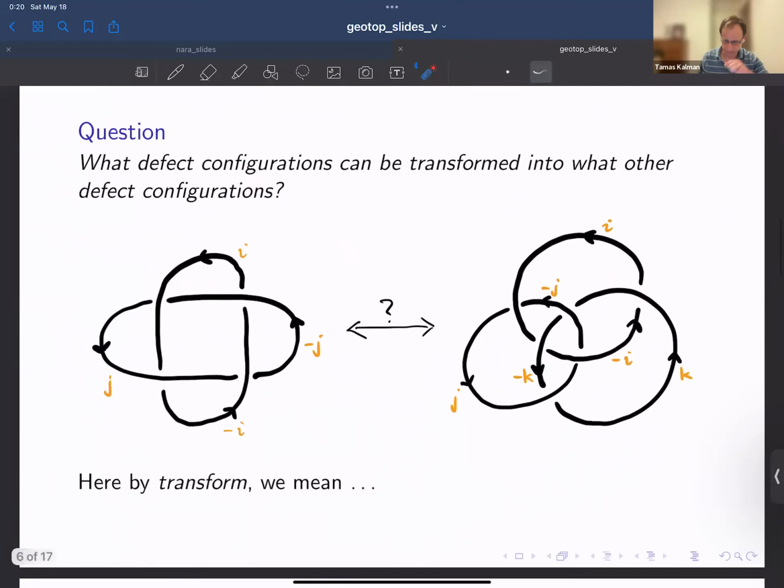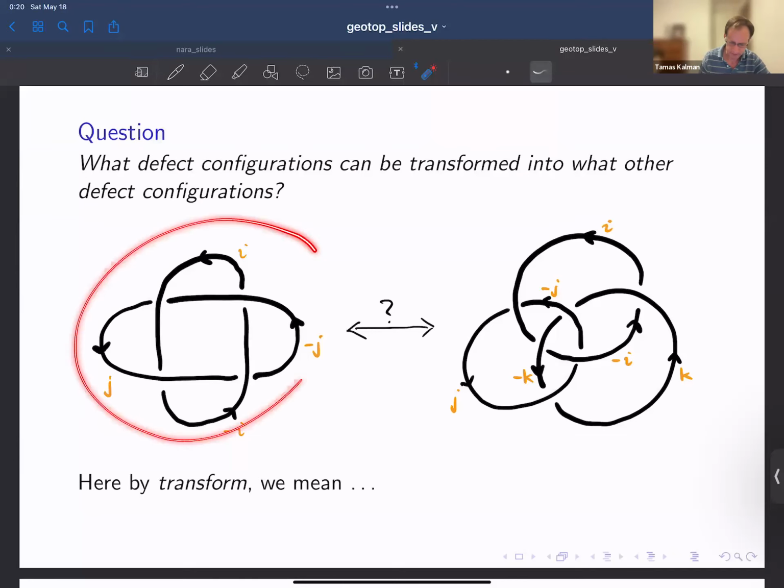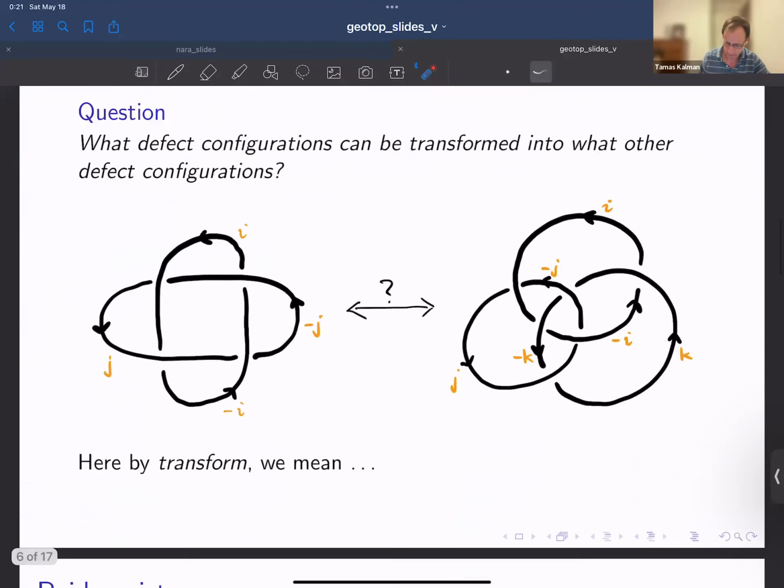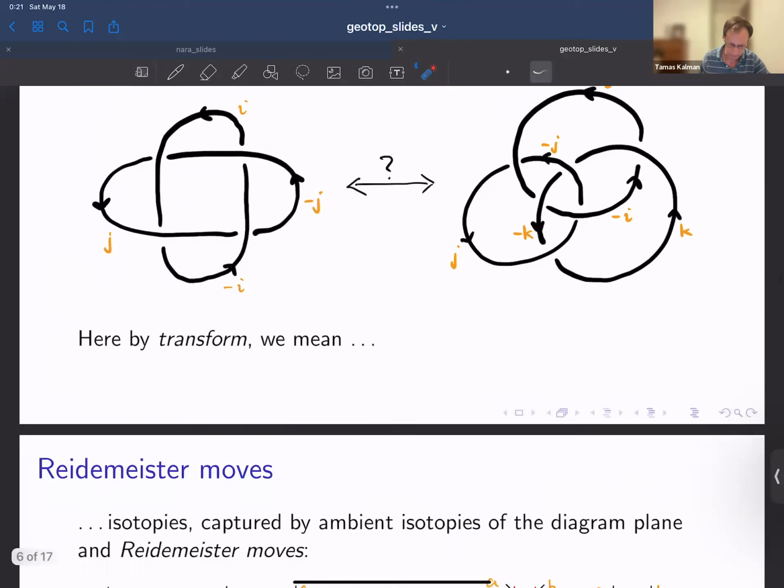And then, as I said, my main concern here is what defect configurations can be transformed into what other defect configurations. For example, are these 2 things equivalent or not? So these are actually possible. If you check, then the labels I put on these oriented arcs do satisfy basically these 2 requirements at every site. In this case, there are, in fact, not vertices, just crossings.